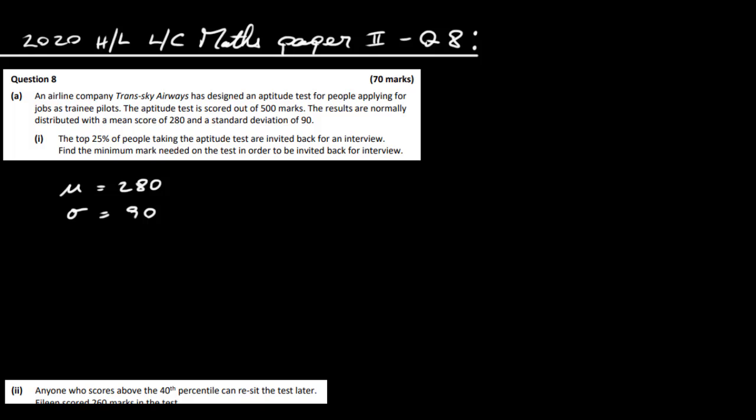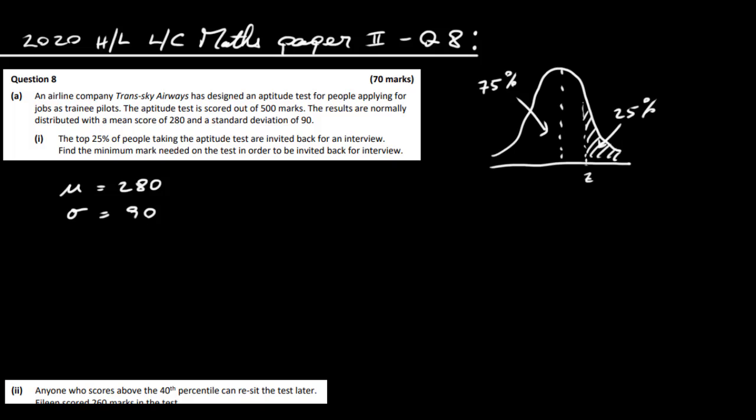Now, what we need to do here is look at the top 25% of scores. So if we take our top 25%, let's say is here, we're looking for this here. This is where 25% of the people are. So we need to find this z value here. Now, in order to look up the probability of being greater than this particular z value as 25%, really we need to look at 75%. We need to look at this area here, all of this area here.